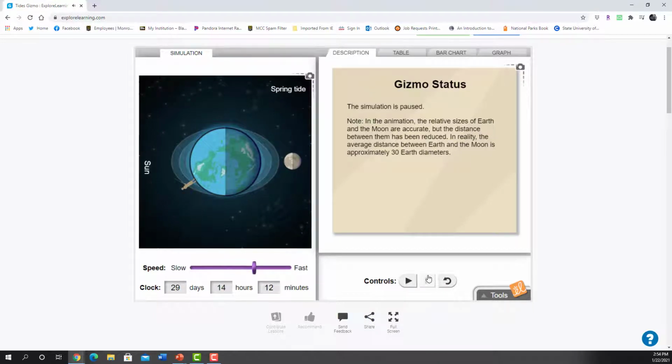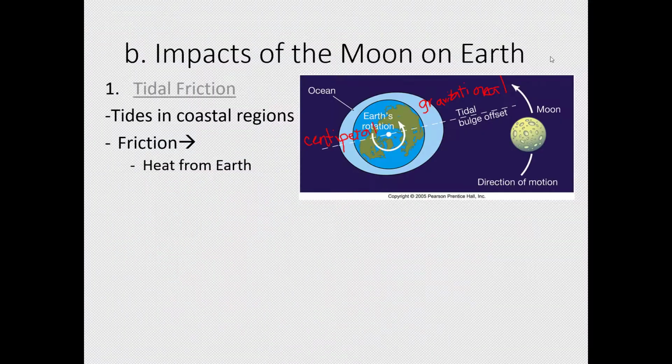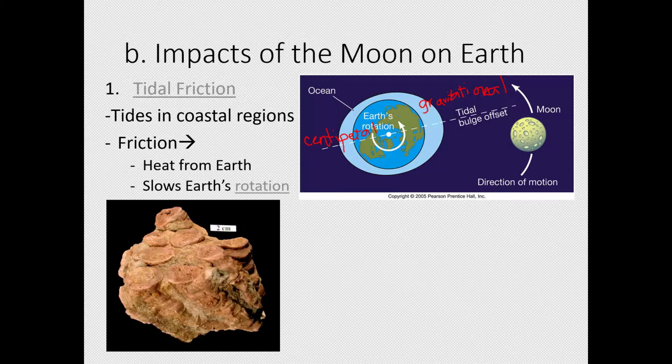All right, you're gonna have a short activity to practice some of that in just a little bit. A couple cool things that we're going to talk about before you get to practice that, though. So this friction from the gravitational attraction of the moon actually slowing down the Earth's rotation is something that we can measure. It's really cool.